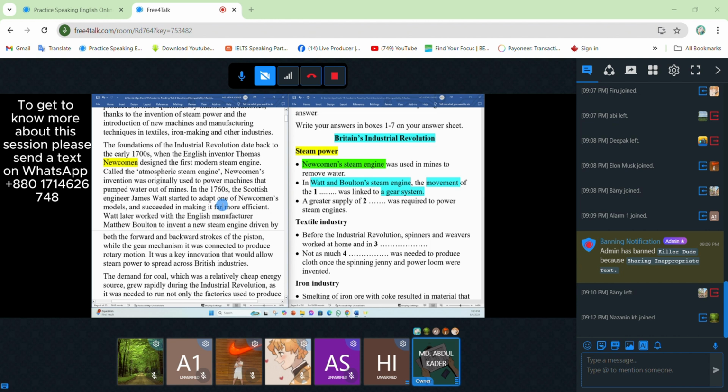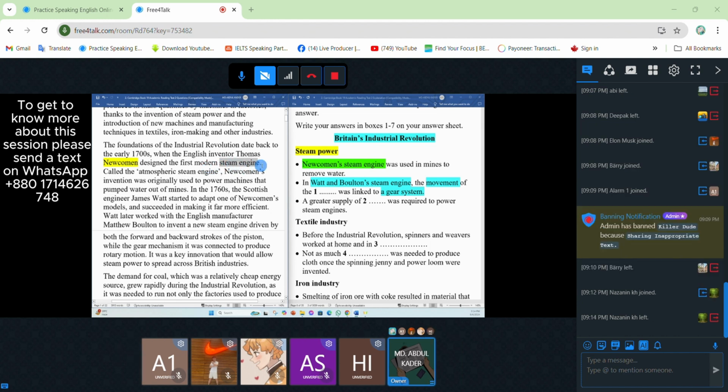Okay. Is it understandable? Yes, sir. It's completely understandable. Okay, so we've got the word Newcomen's. Newcomen designed the first modern steam engine. So here we can see Newcomen's modern steam engine.